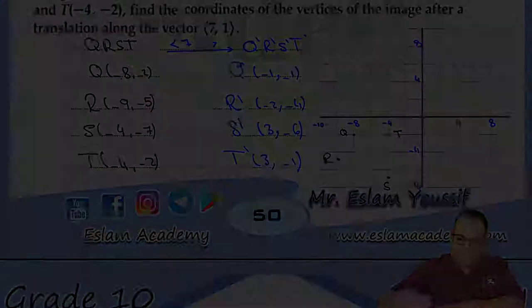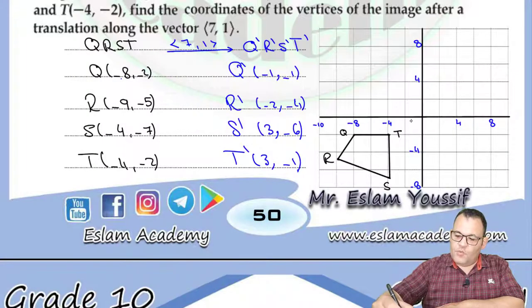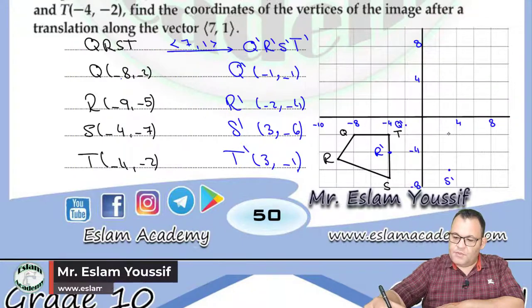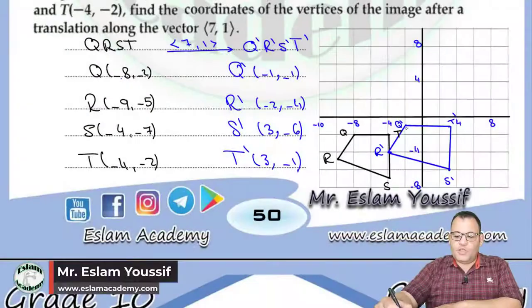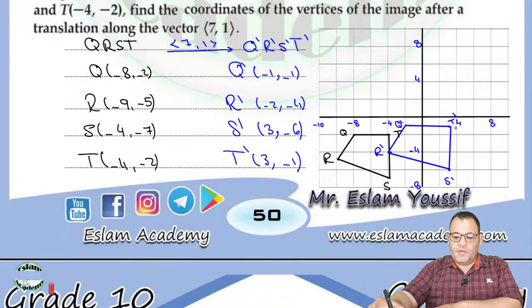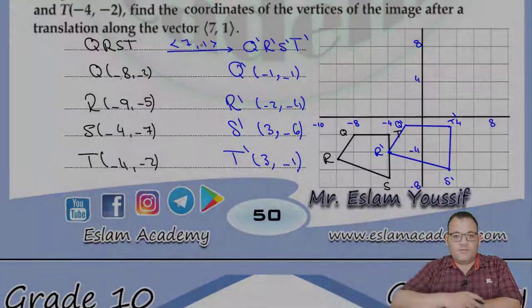Q prime will be (-1, -1), R prime is (-2, -4), S prime is (3, -6), and T prime is (3, -1). So we can graph them. You will find that Q prime, R prime, S prime, T prime is the image of Q, R, S, T with a vector (7, 1).